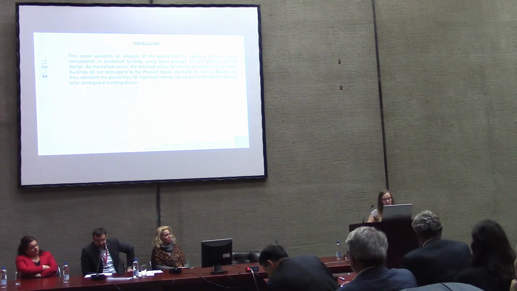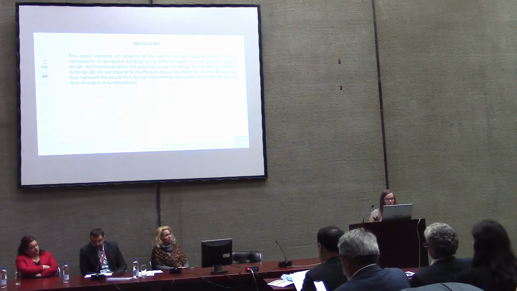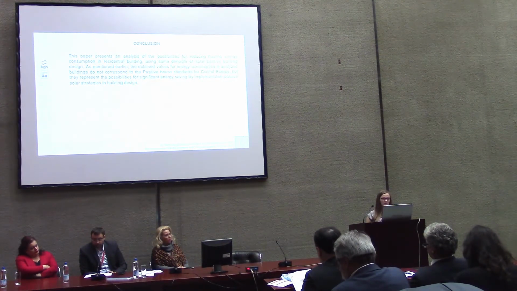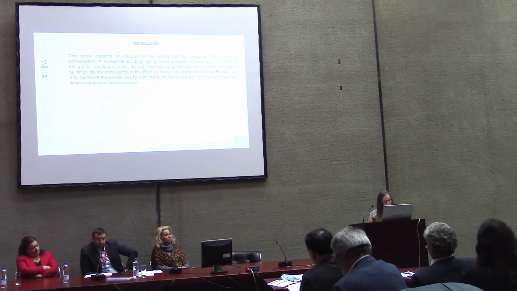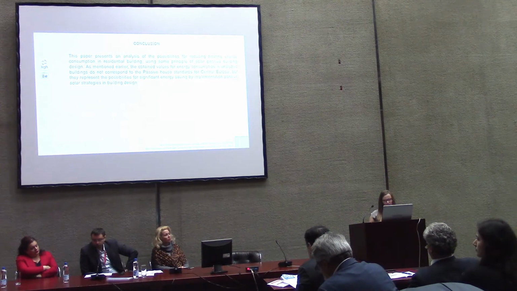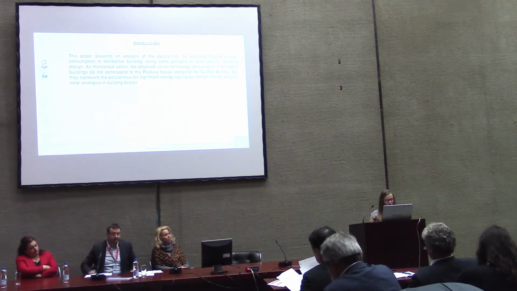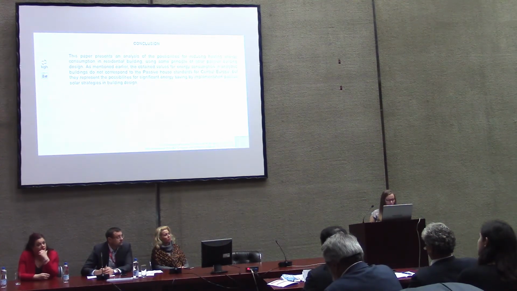This paper presents an analysis of the possibilities for reducing heating energy consumption in a residential building using some principles of solar energy building design. As mentioned earlier, the obtained values for energy consumption in the analyzed building do not correspond to the passive house standard for Central Europe, but they represent possibilities for imported energy saving by implementation of passive solar strategies in building design. In order to achieve the passive house concept, it is necessary to use additional principles of passive design, for example, a Trombe wall. Installing a Trombe wall, we can reduce imported energy consumption for heating, and as water heating energy has the biggest part of total building energy consumption, it is recommended to install two solar collectors on the roof for domestic water heating. That's all. Thank you.